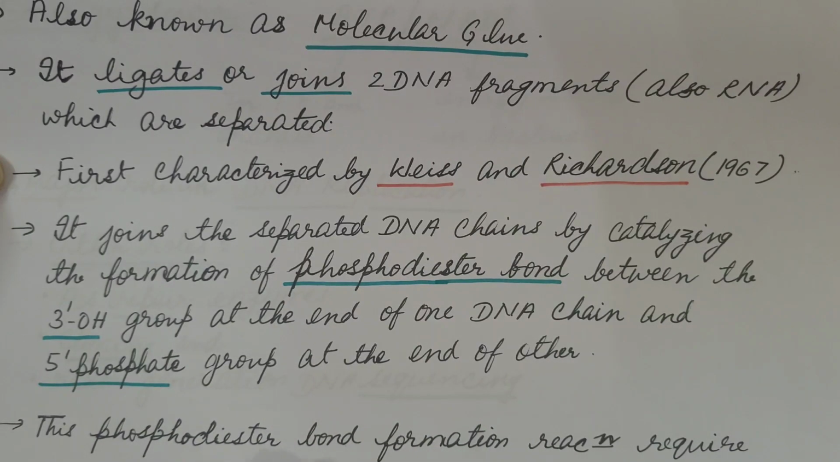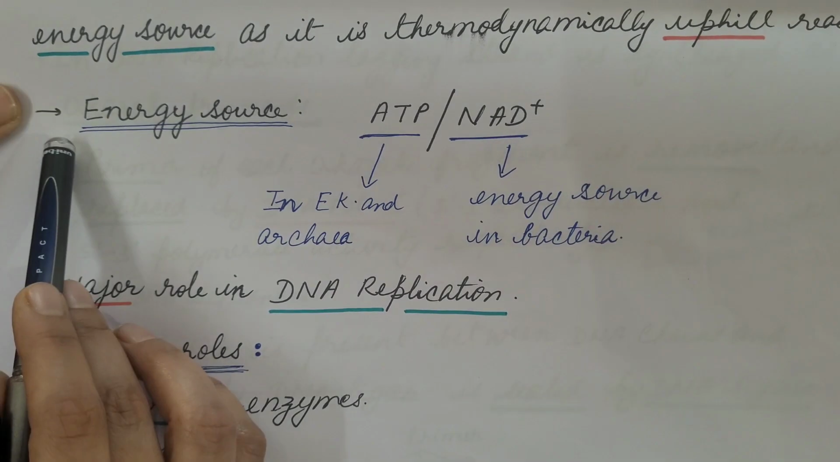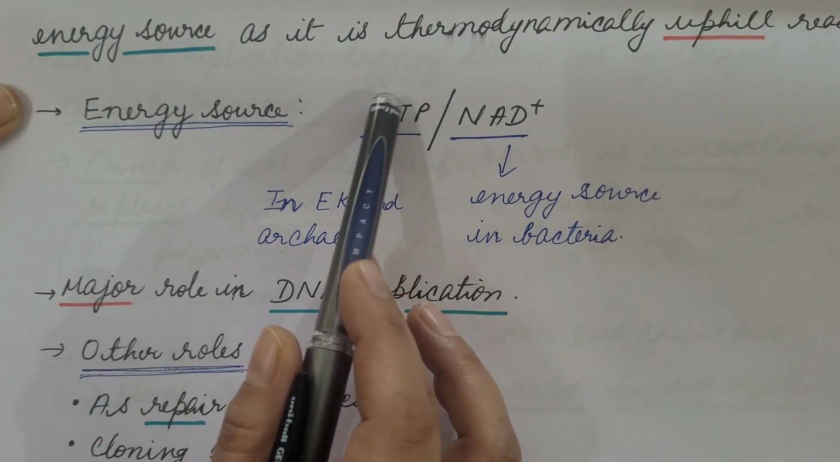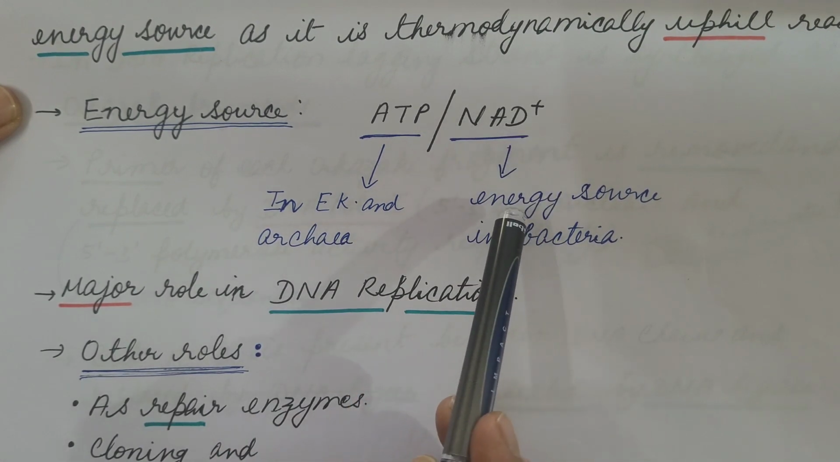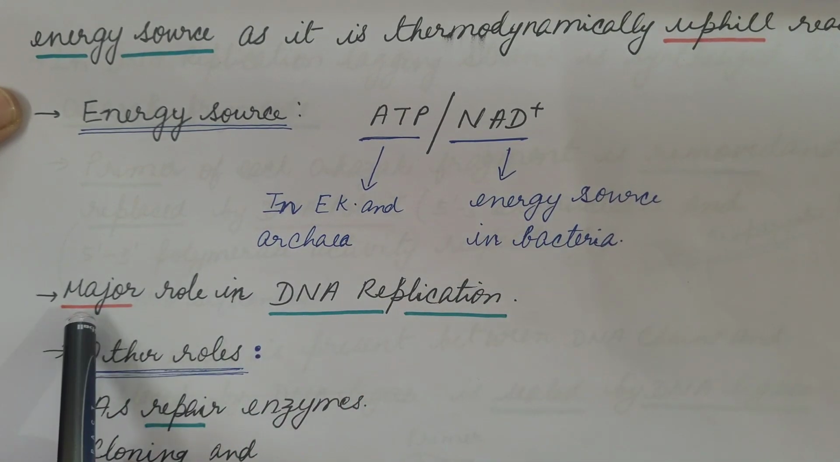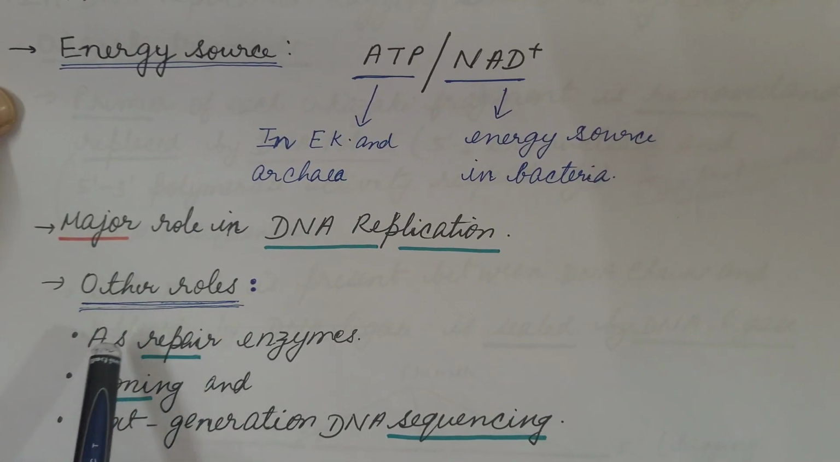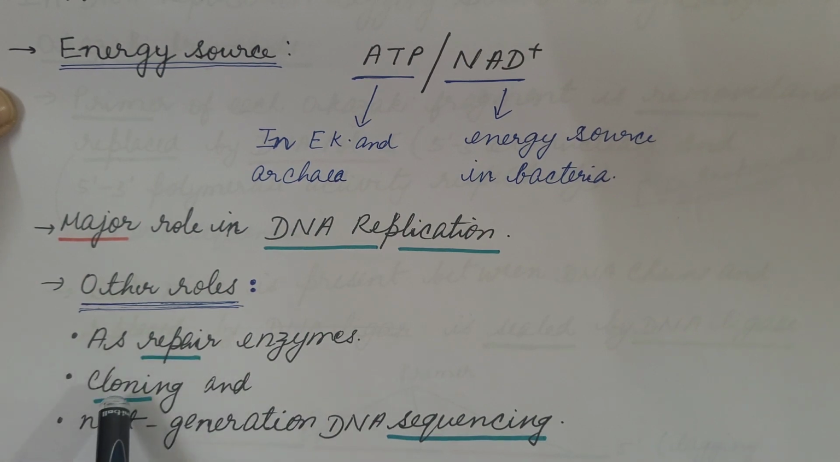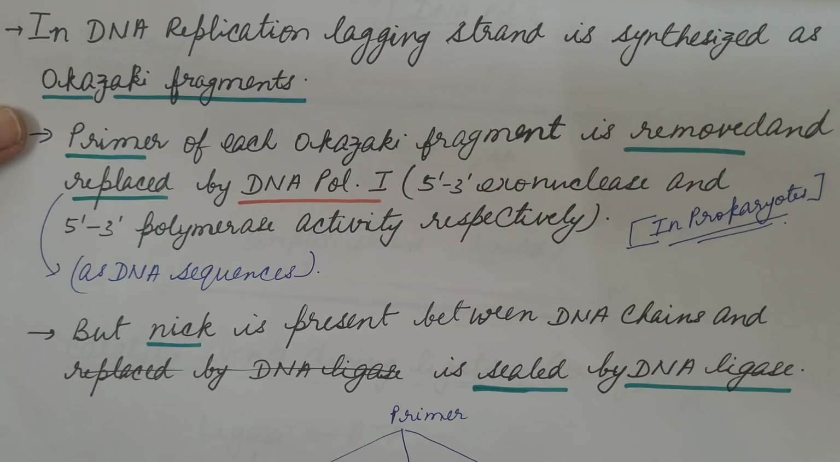This phosphodiester bond formation reaction requires an energy source as it is thermodynamically uphill. So what are the energy sources? ATP in case of eukaryotes and archaea, NAD+ in bacteria. DNA ligase enzyme plays a major role in DNA replication. Other roles are as a repair enzyme, also in cloning and next generation DNA sequencing. This we will discuss in detail in separate videos. Today we will focus on DNA replication.